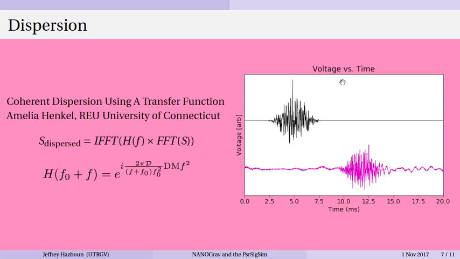Another thing that we've got coded in is dispersion effects, and I'll point out one of my REU students from the summer, Amelia Henkel from University of Connecticut, worked on this project. She was looking at our voltage versus time signal, which is often what people refer to as the baseband signal, which is just the voltages from the telescope directly. And this black pulse is the pulse as it would be emitted from the pulsar. And this purple pulse is what happens when it gets to us.